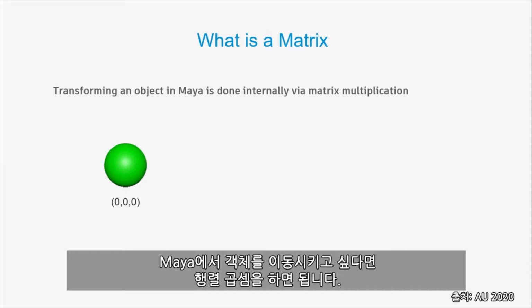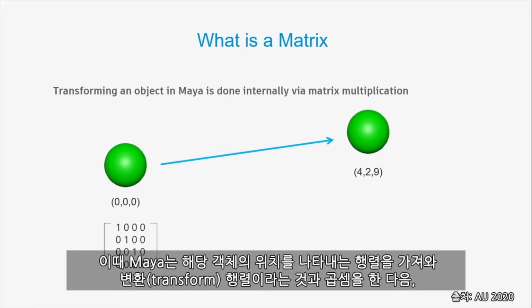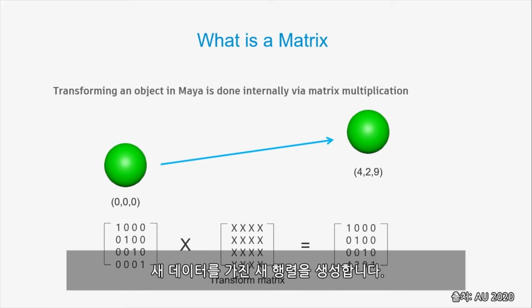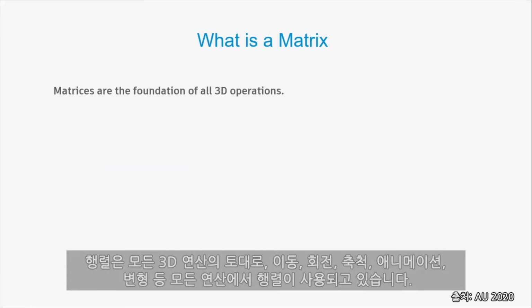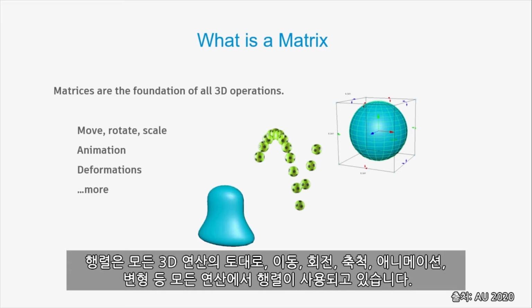Now, if you want to transform an object in Maya, you will do it via matrix multiplication. So here we have an object that's at the origin, and let's say we move it to an arbitrary location in the scene. So how Maya does it is it takes the matrix representing that object's position, multiplies it by what's called a transform matrix, and then creates a new matrix which has the new data. Now, matrices are the foundation of all 3D operations. So everything from move, rotate, and scale, animation, deformations, and more. So everything is using matrices.